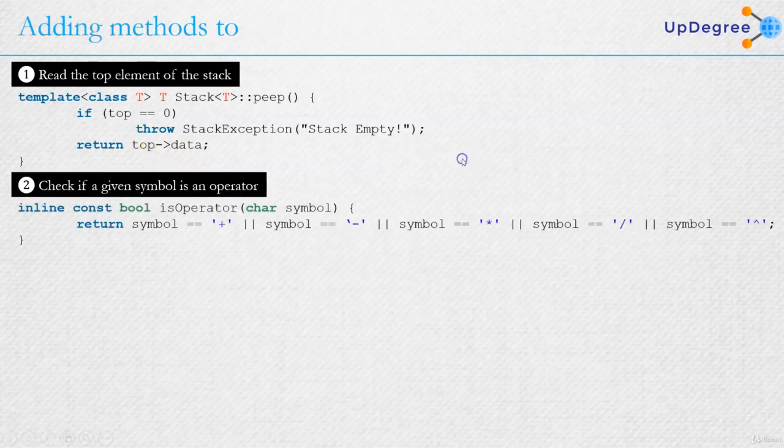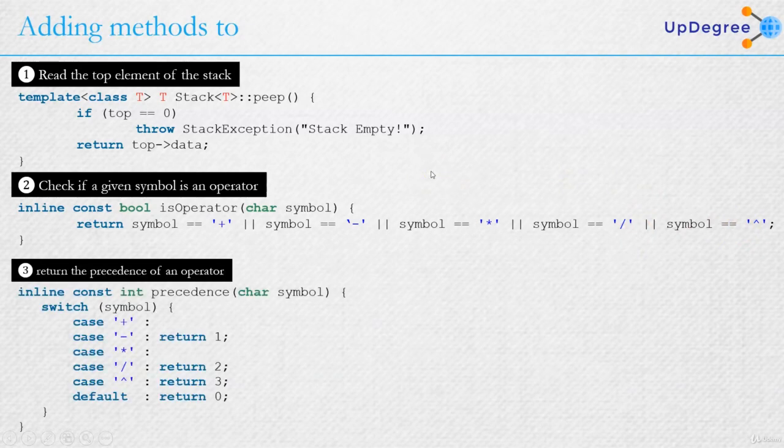Okay, another method that we need to add is to check whether the given symbol is an operator or not. And in this method, we are simply checking whether the symbol is plus, minus, star, division or exponent. In this case, the method will return true, otherwise the method returns false.